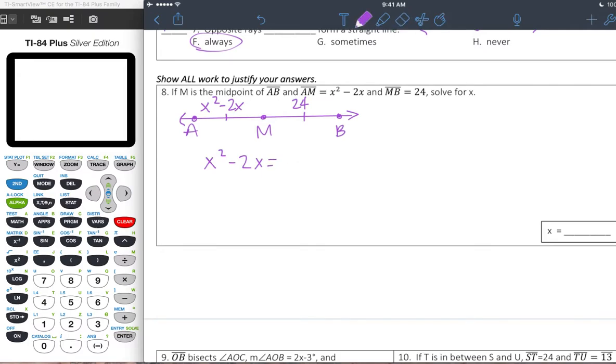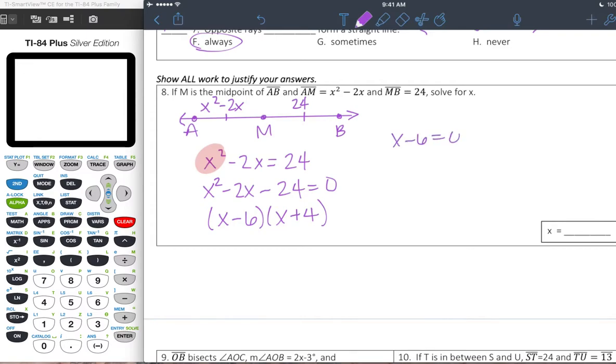All right, so x squared minus 2x equals 24. Since we have that x squared, we are going to have to factor. So to factor, we have to have it set equal to 0. So we're going to have x squared minus 2x minus 24 equals 0. Factoring these two numbers that multiply together to give you negative 24, add together to give you negative 2, we're going to have x minus 6 and x plus 4. Okay, remember our next step, we're going to have to set both of those equal to 0. Okay, then x is going to equal 6 and x is going to equal negative 4.